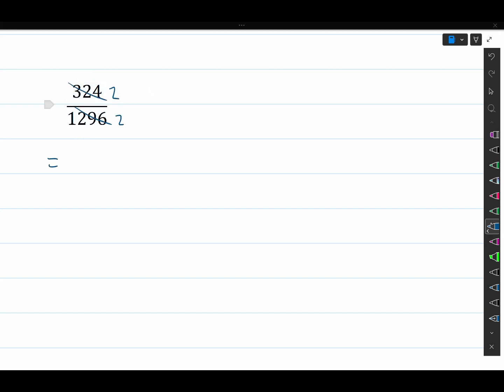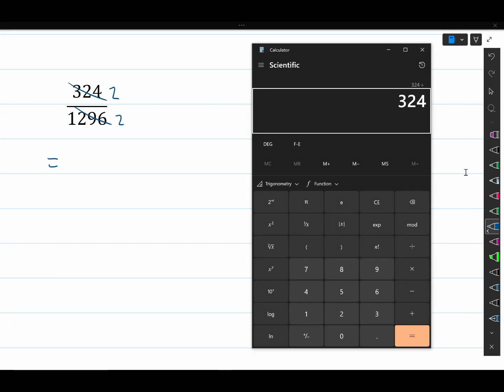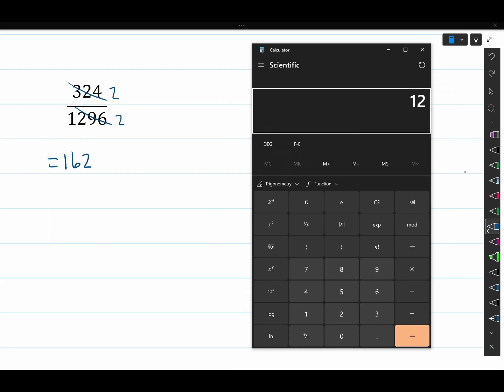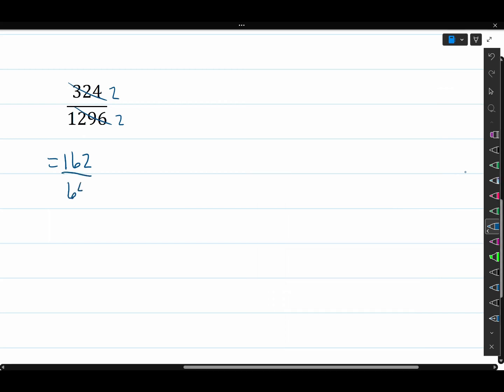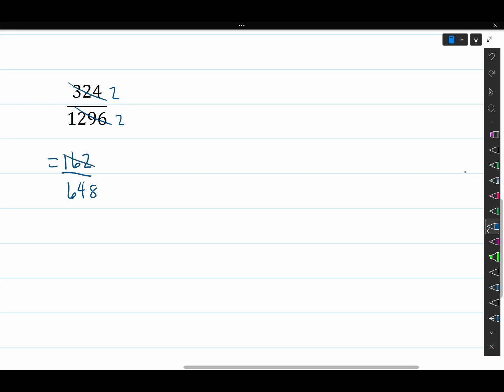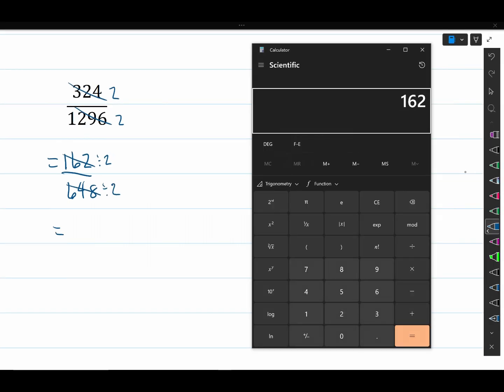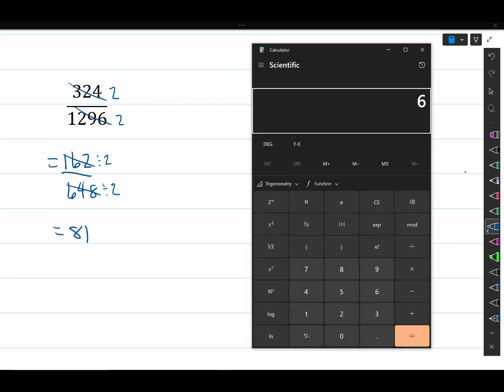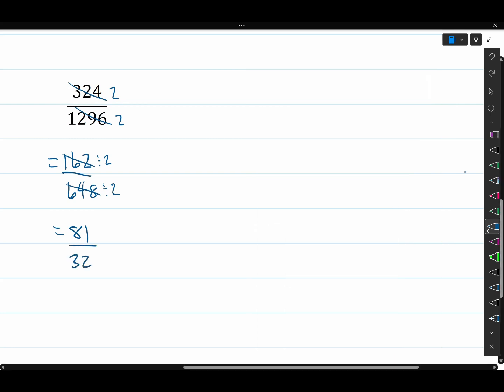I can get my calculator out. 324 divided by 2, I'm working with 162. And 1,296 divided by 2, I'm working with 648. Well, I notice again these are both divisible by 2, so let's do that. I'll divide by 2, divide by 2, and I'll work with 162 divided by 2, that is 81. 648 divided by 2, that's 324.